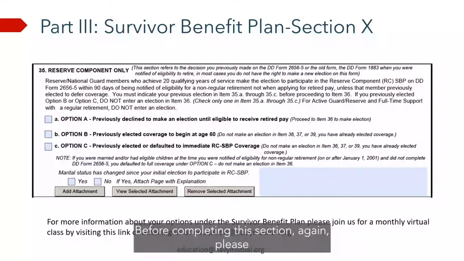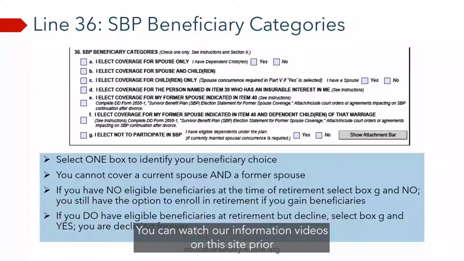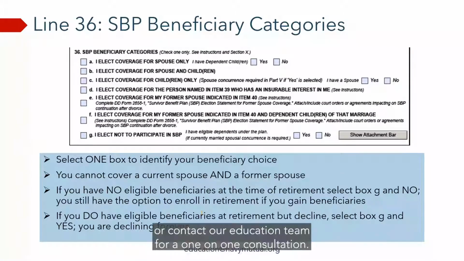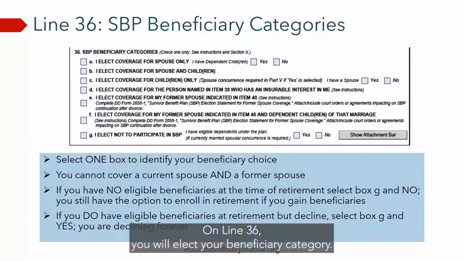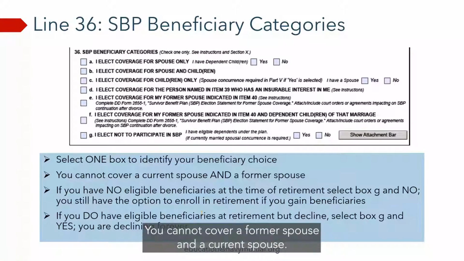Before completing this section, again, please make sure you have a full understanding of the Survivor Benefit Program. You can watch our information videos on this site prior to completing your form or contact our education team for a one-on-one consultation. On line 36, you will elect your beneficiary category. Remember, you can only elect one box. You cannot cover a former spouse and a current spouse.